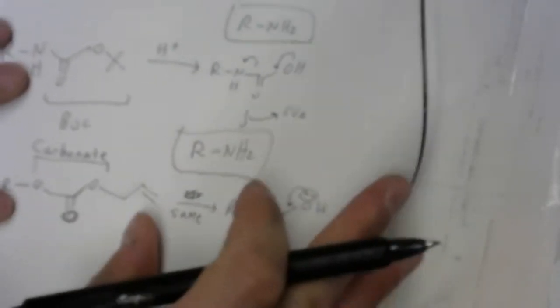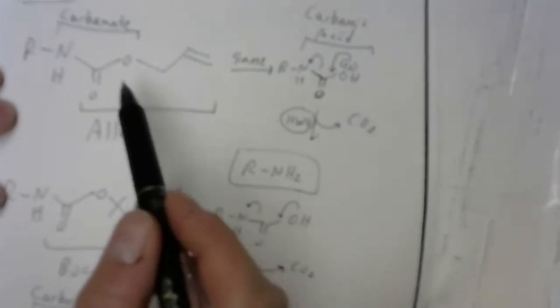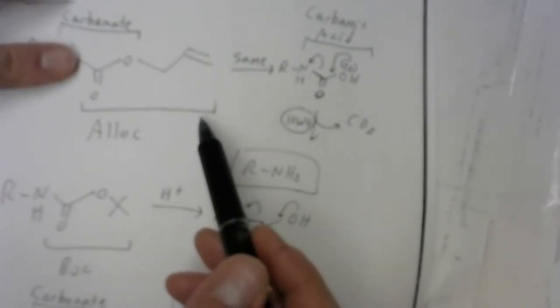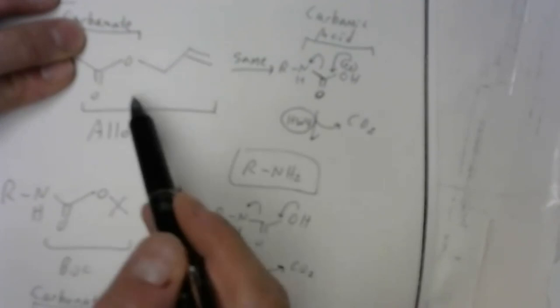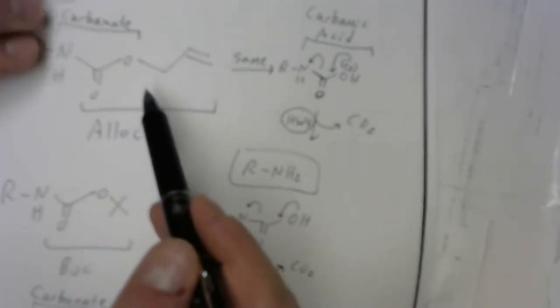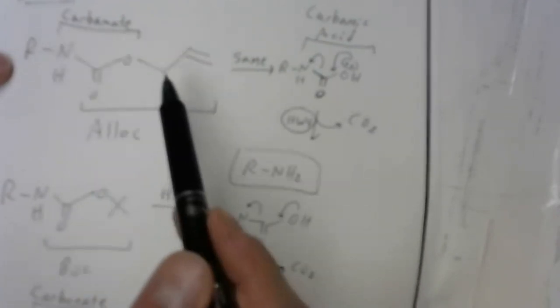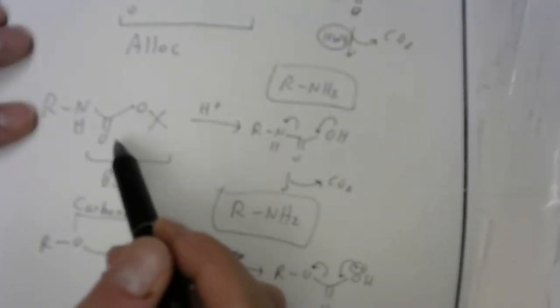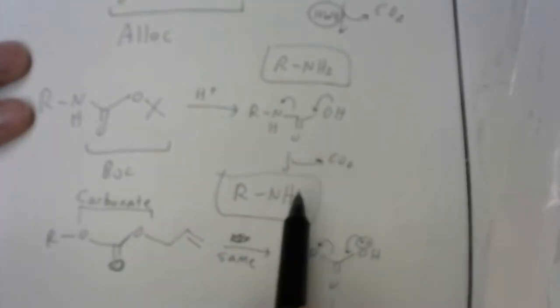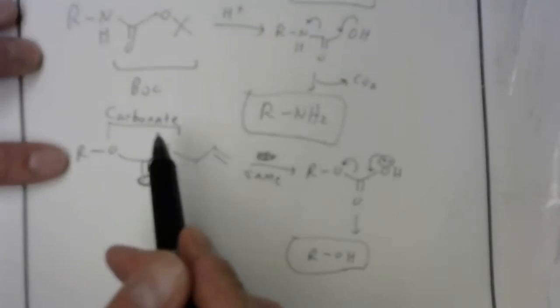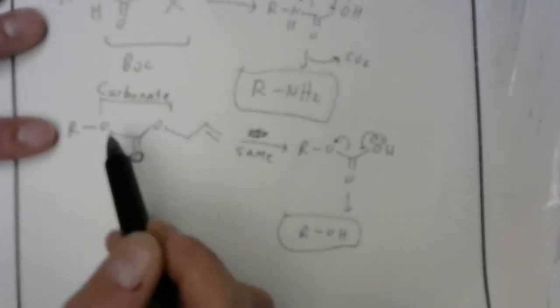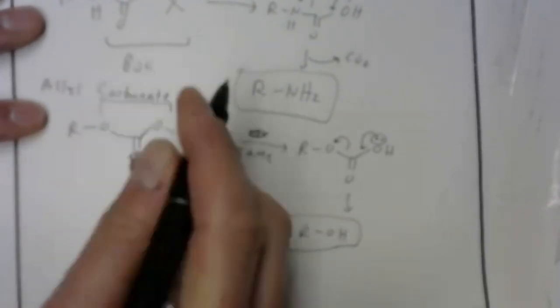So, in closing, Alloc is kind of related. Alloc is an amine protecting group. It's kind of based on allyl ester. This would be an allyl ester. Allyl ester is a carboxylic acid protecting group. This is an amine protecting group called Alloc. It's kind of similar to the idea of Boc. It's just that Boc is removed with acid, which is also an amine protecting group. But there's also this idea of a carbonate, allyl carbonate, which is essentially a protecting group for alcohols. Okay, good. I think that's all I needed to mention.